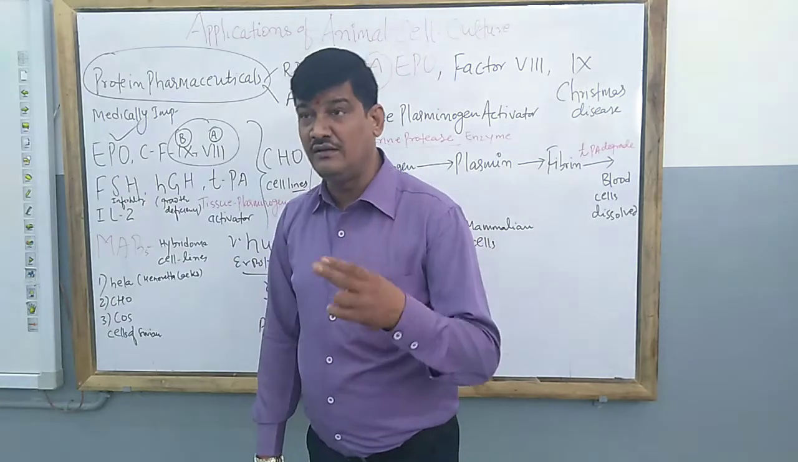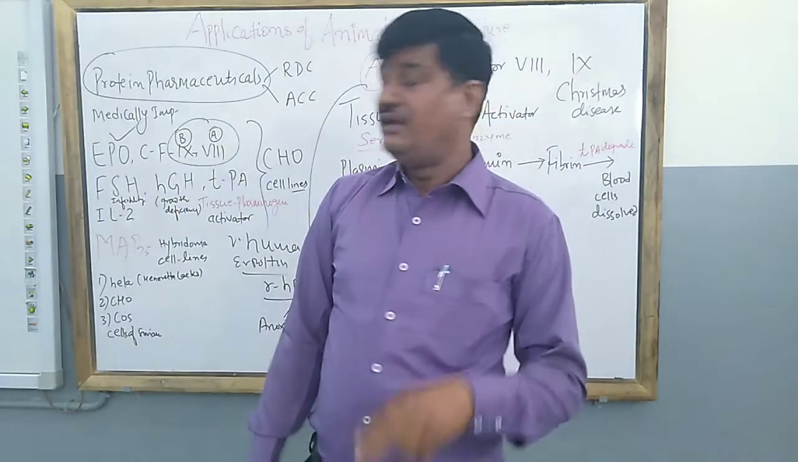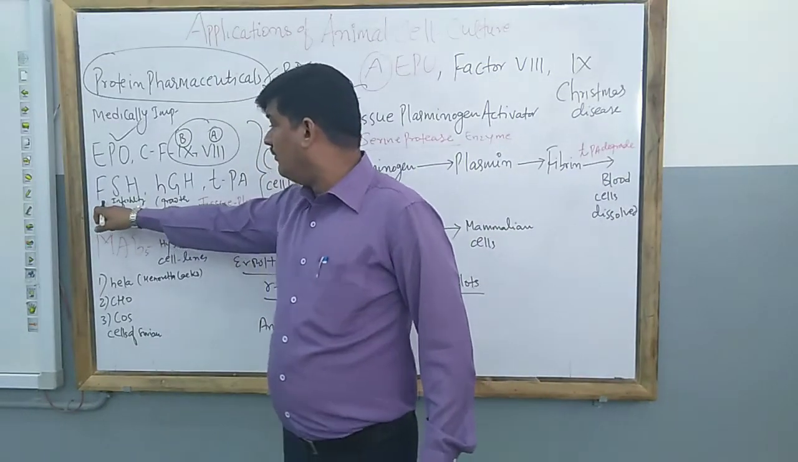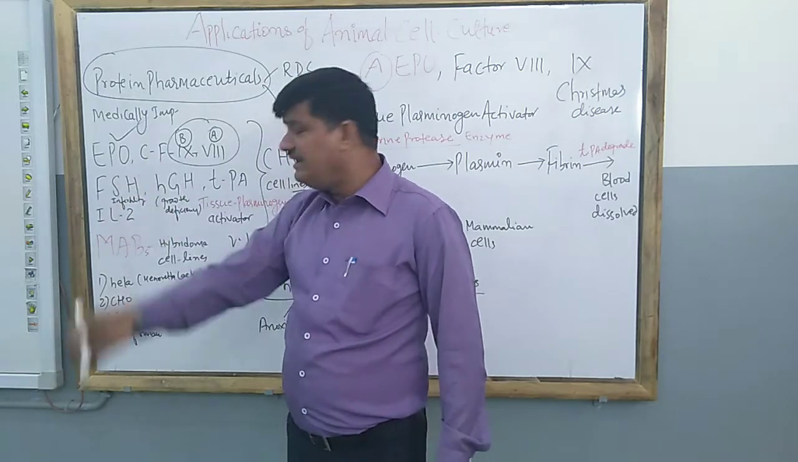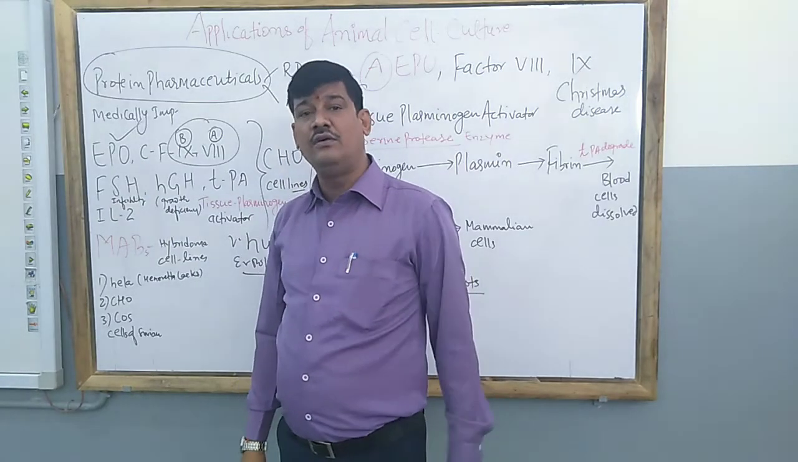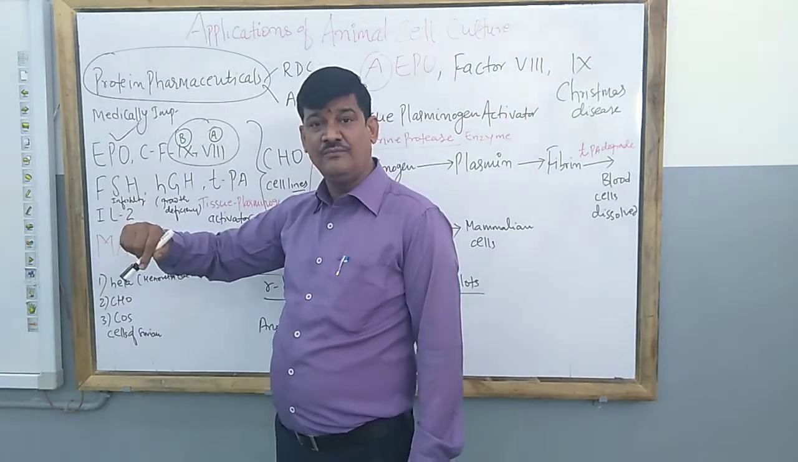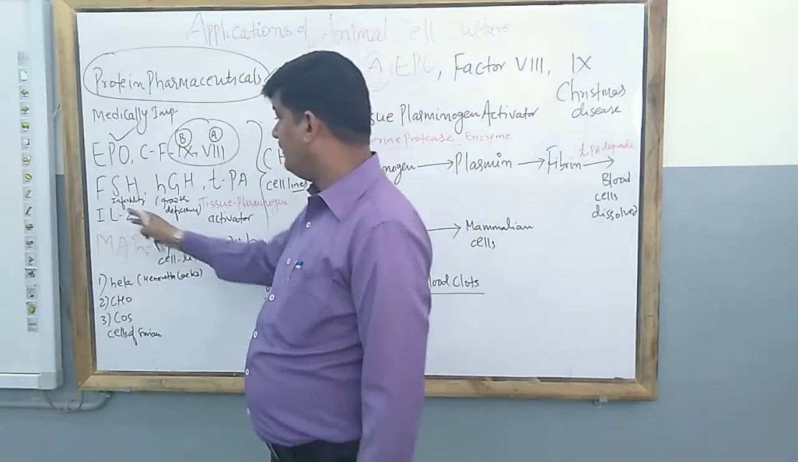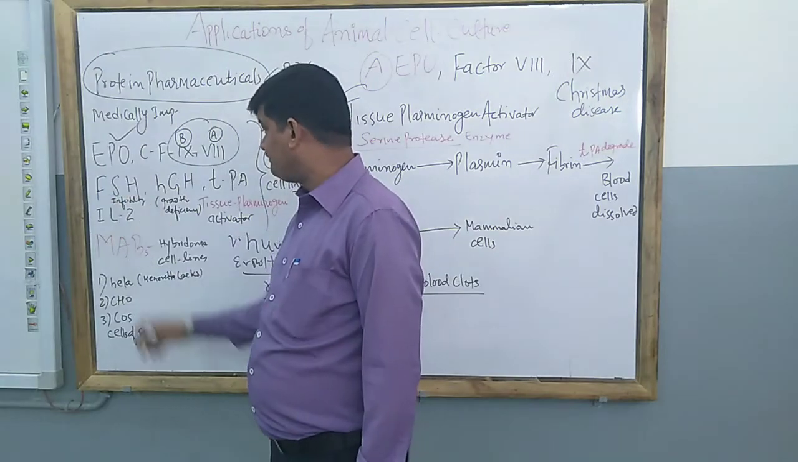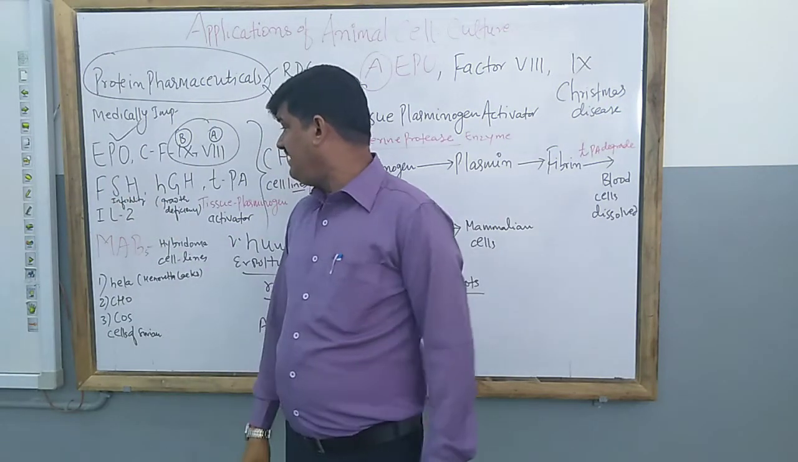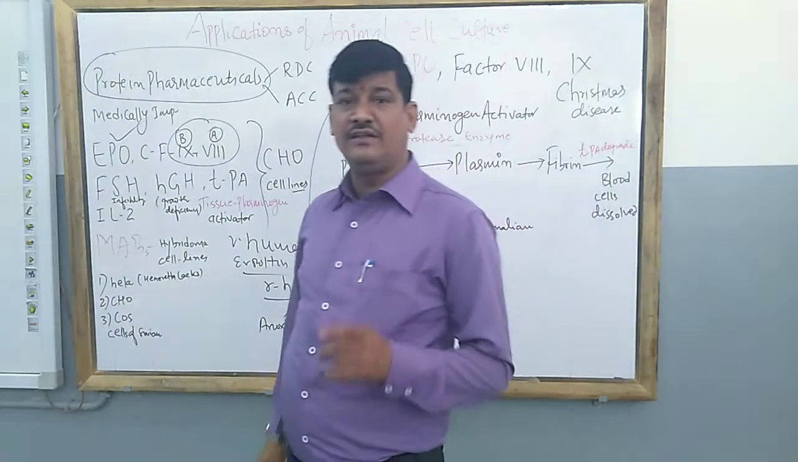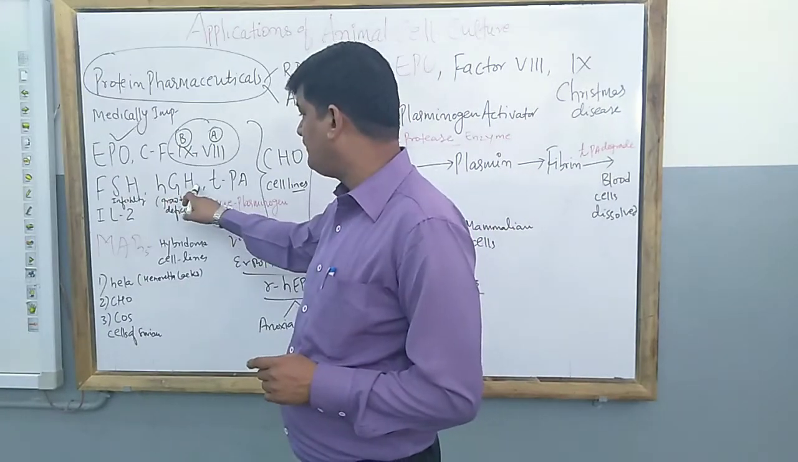Now there are two things: infertility and sterility. Infertility means when the individual is not able to produce the ova or the egg, and sterility is something different; both are different terms. Next is HGH. H stands for human, G stands for growth, H for hormone.